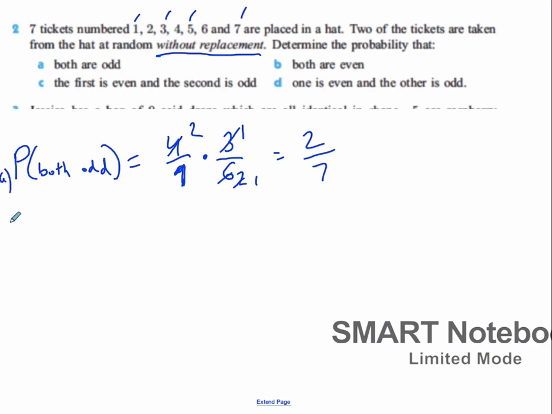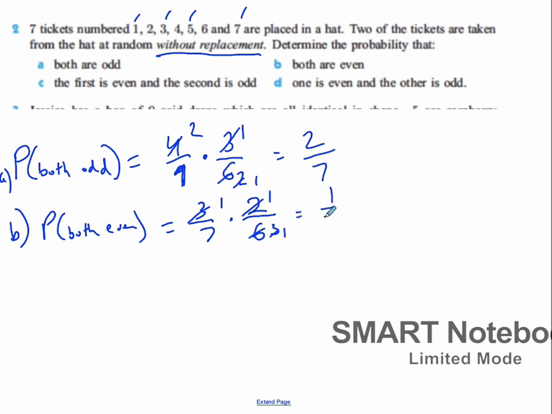So that's part A. Part B, both are even. The probability of even is 3 out of 7. And for the second one, there are only 2 even ones left, and there are 6 total. So this becomes 1 over 3, and these 3's cancel. It's actually 1/7, or about 15%.